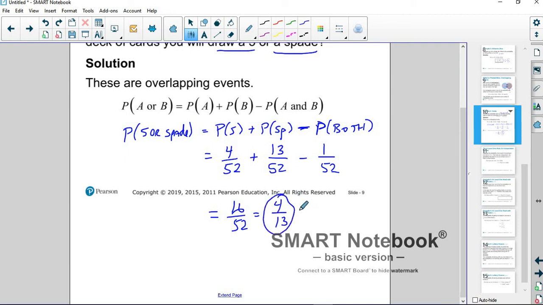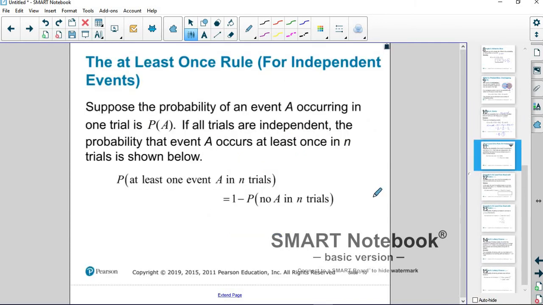Okay? That's the process. So that handles and probabilities, that handles or probabilities. Now we have one more thing to talk about, and that's the idea of the at least once rule for independent events. So the probability that you get at least one event, A, in N trials.